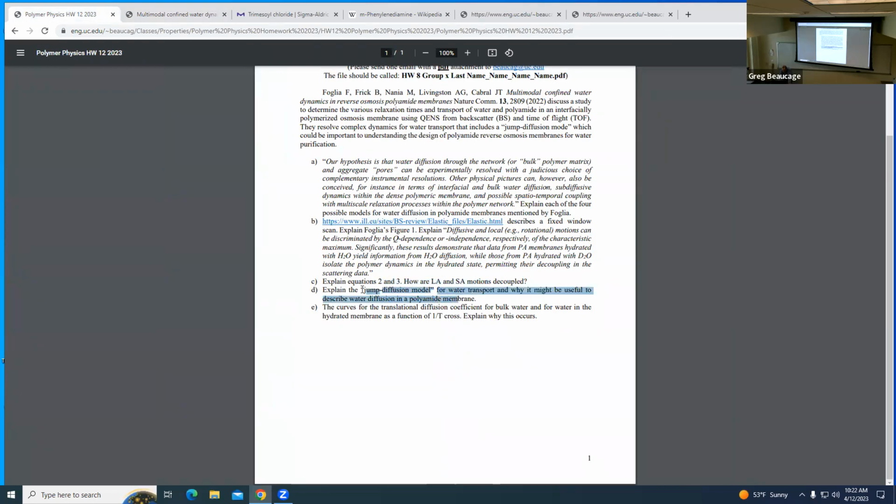Jump diffusion, everybody seemed to get that. Except that the point of this is that there's two numbers you get. So diffusion, usually there's just the tau, like the relaxation time. But here, jump diffusion is going to have two numbers. It's going to have a size scale and a tau, like a frequency and a tau to it. So it's a two-number model.